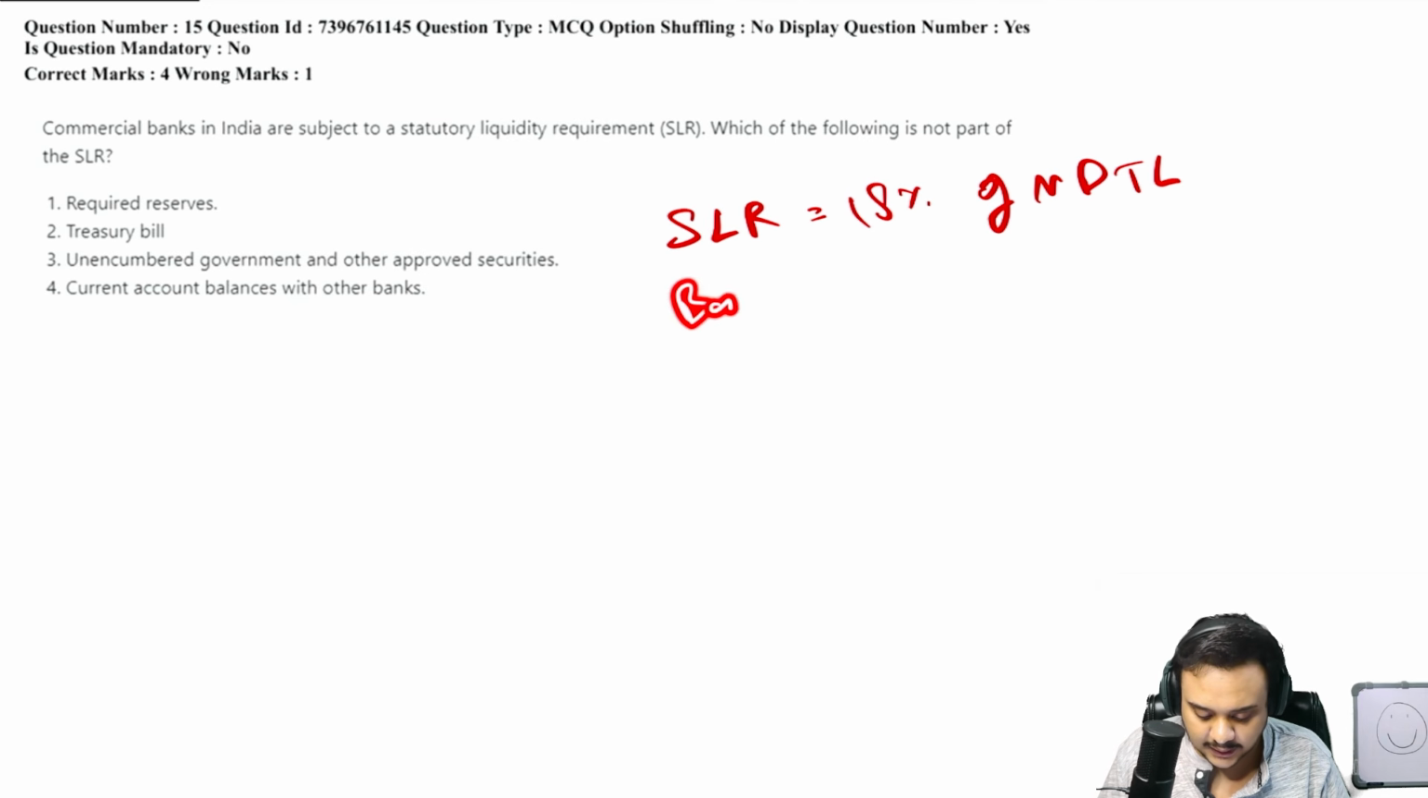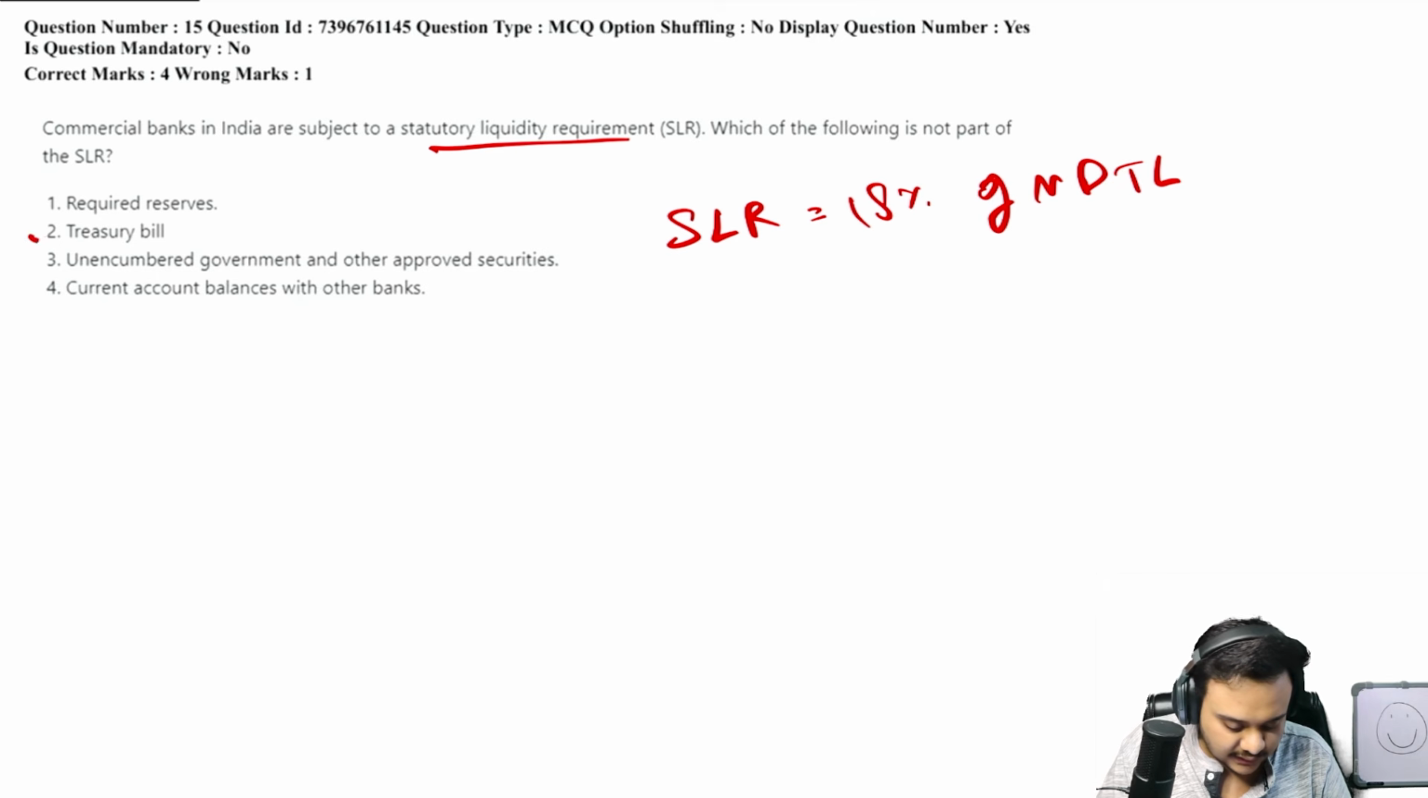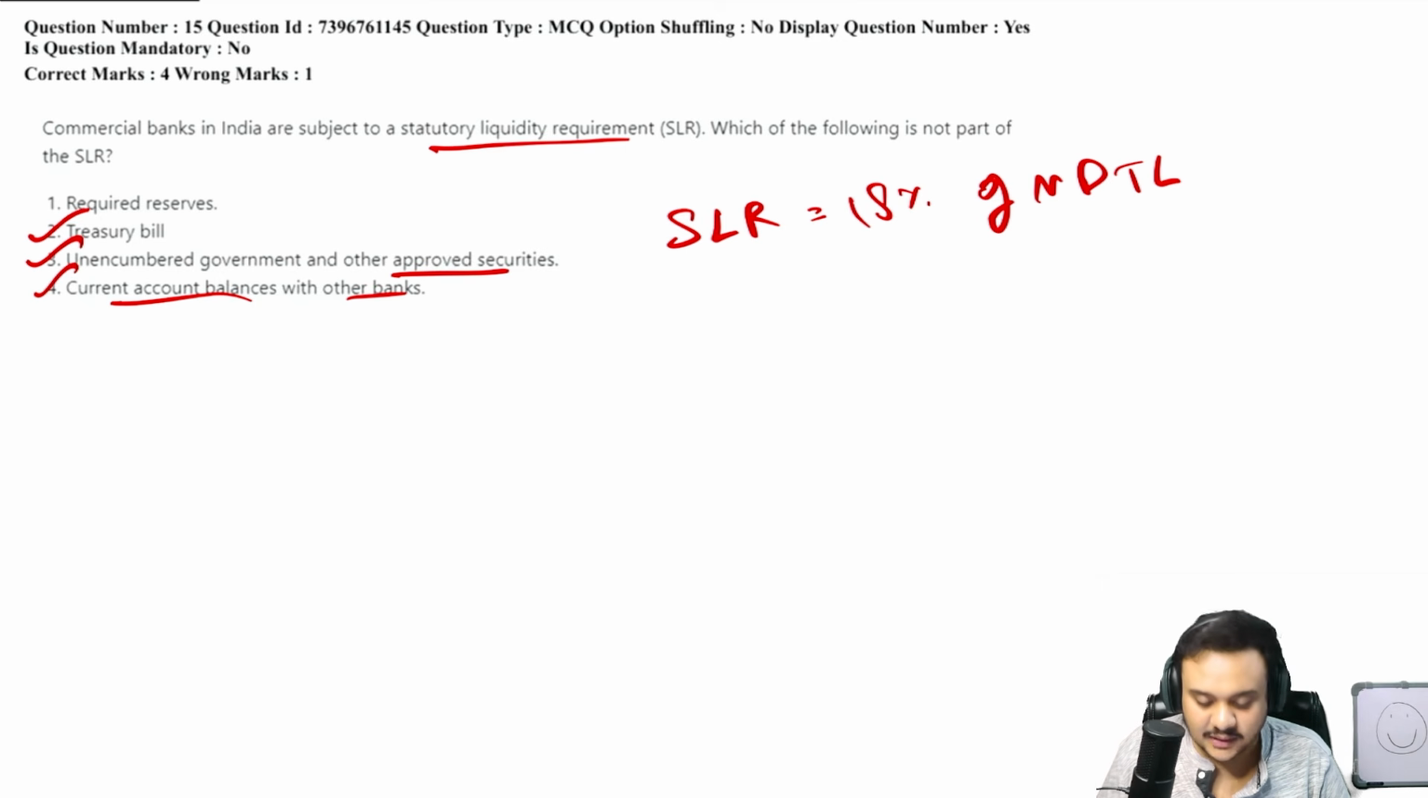It is under the Banking Regulation Act of 1949. Okay, so these are some things that you should be remembering about the SLR, right? So treasury bill, yes. Approved securities, yes. Current account balances with other banks, yes. It is to be kept with the bank itself, right?